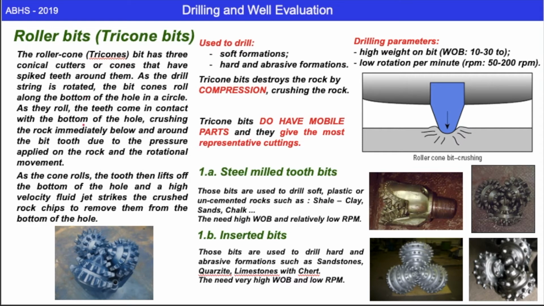It has 3 conical cutters, so it has a 3-shaped cone right here. This is used to drill soft formations or even hard and abrasive formations. The tricone bits help to destroy the rock by compression. It's quite mobile, so it's quite flexible. Therefore, it can provide you better cuttings of the well core after you retrieve the corings.